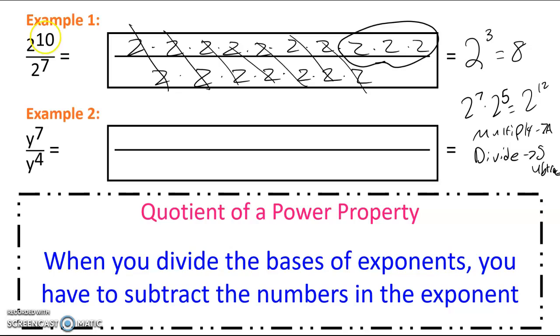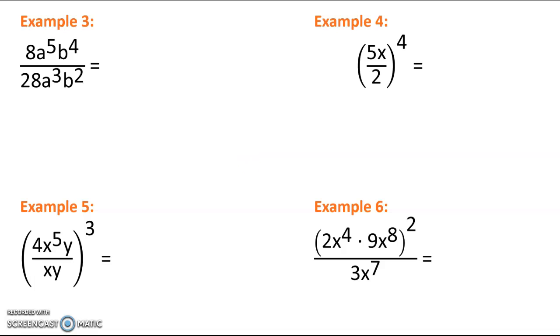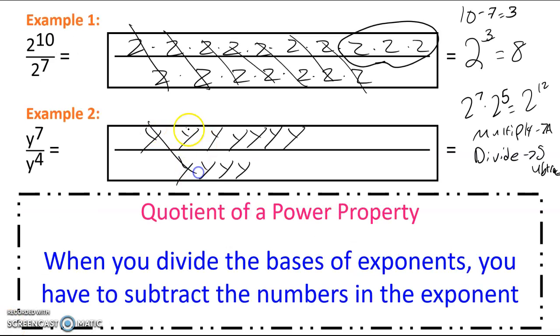Because again, let's look at the example. 2 to the 10th power over 2 to the 7th power. Well, we got 2 to the 3rd power. 10 minus 7 equals 3. Look at that. And again, if we do the same thing here, y to the 7th over y to the 4th. Cancel my y's out. I'm left with 3 y's, y to the 3rd power. Look at my exponents here. 7 minus 4 equals 3, okay?